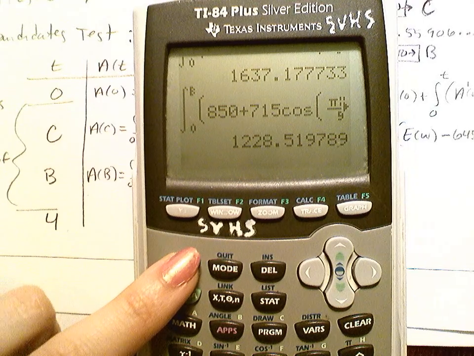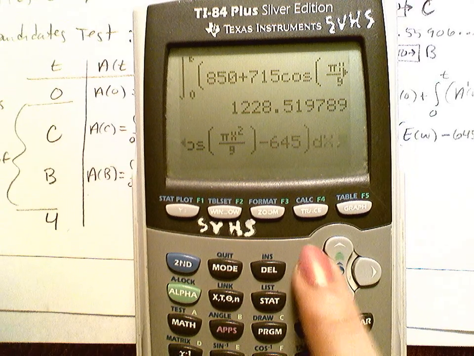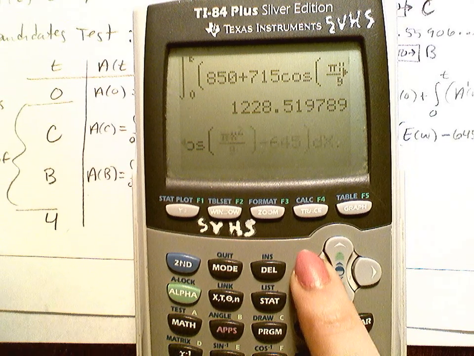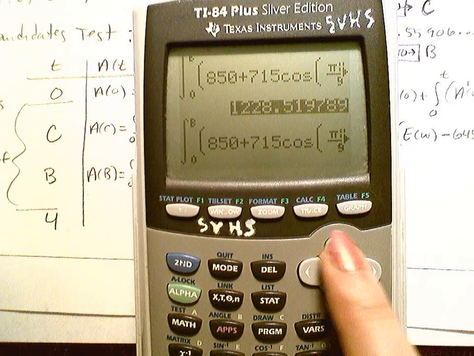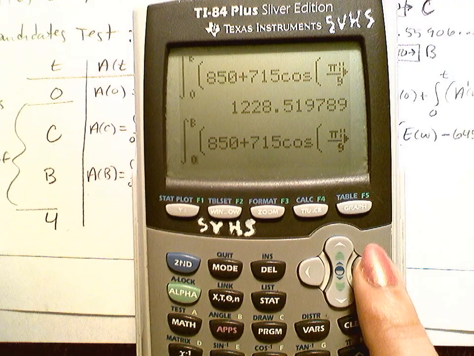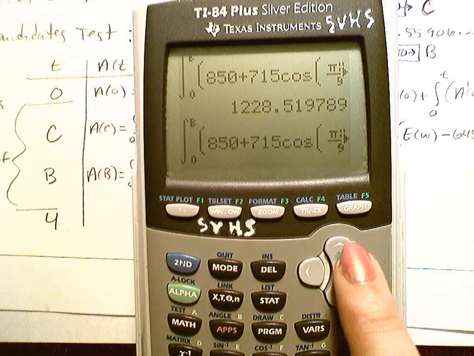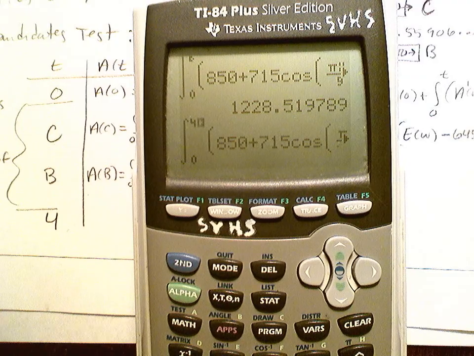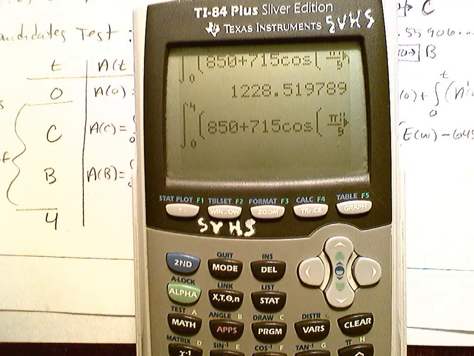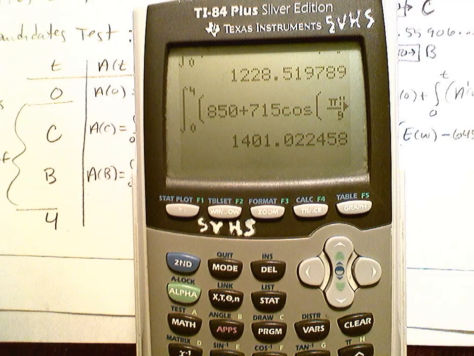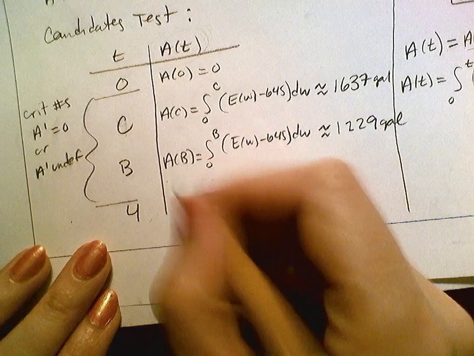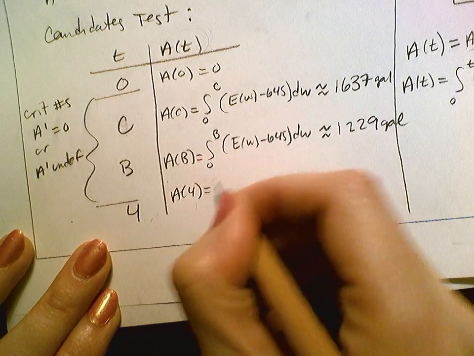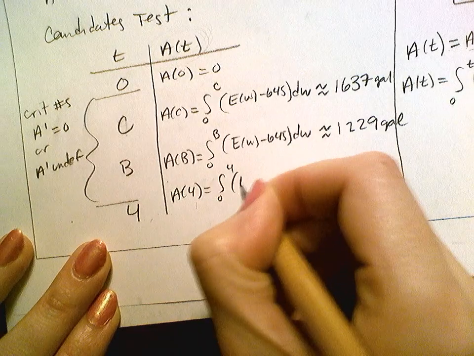And then we've got to do 4. All right, so same thing. Second enter. Come on. How did I do that before? There we go. And I put a 4 up there. Okay, I hope I'm doing this right. Yes, I am. Okay, 1401. So A of 4 equals the integral from 0 to 4.